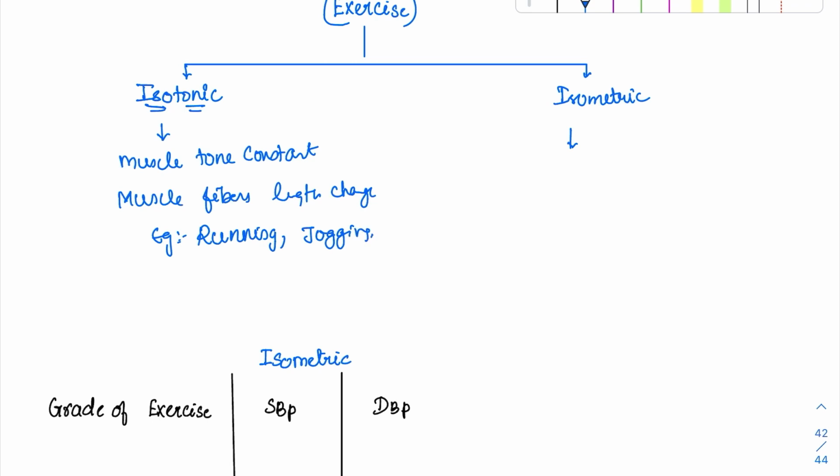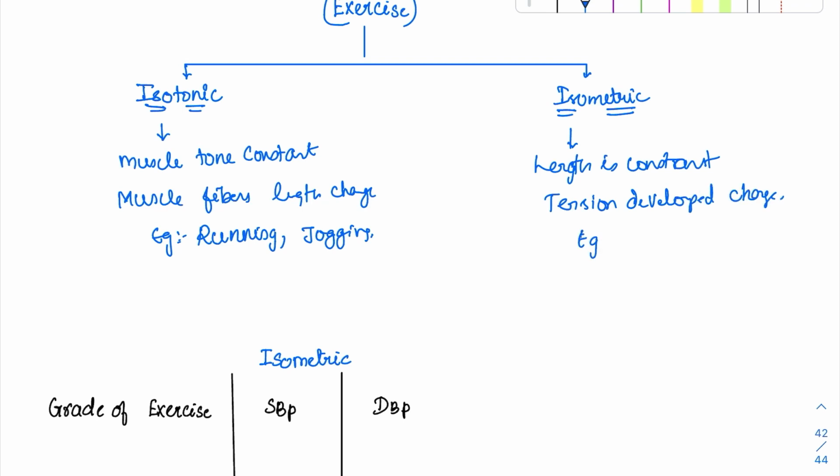So isometric, as the term indicates, here the length is constant. But the tension developed can be increased. Tension developed changes.